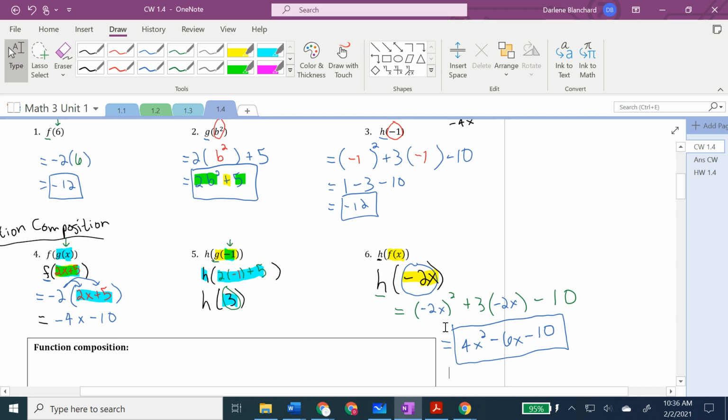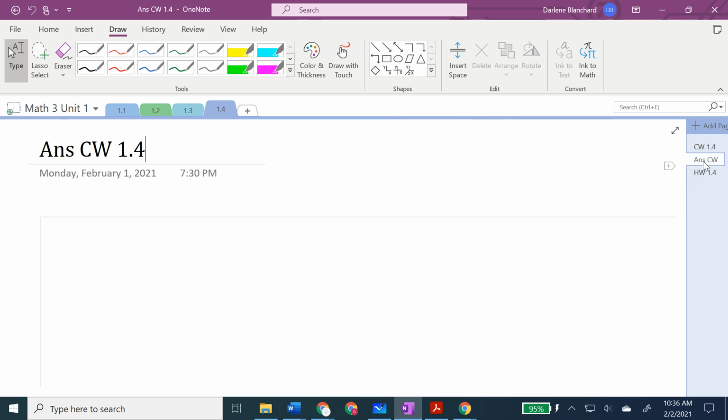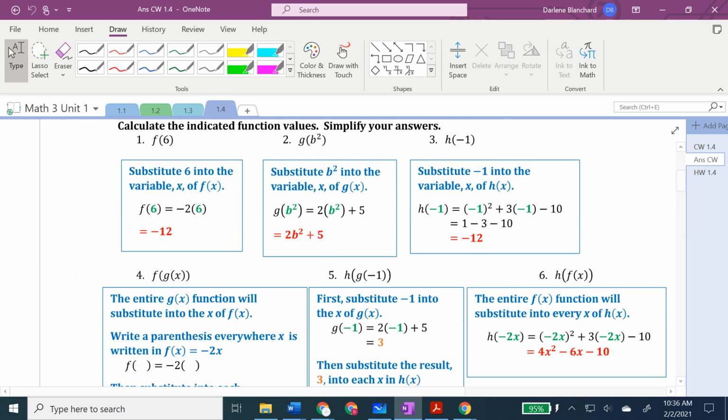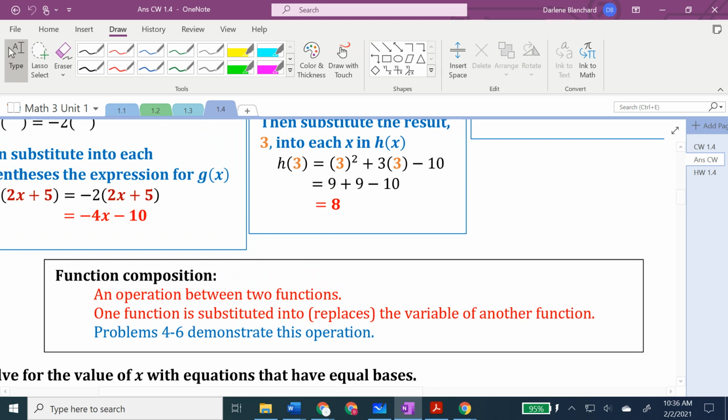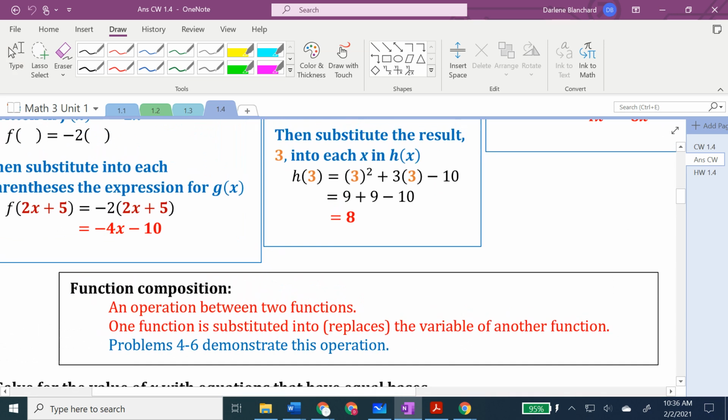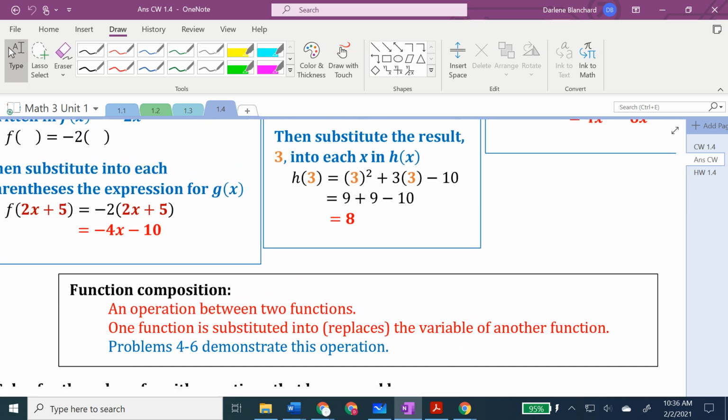Okay, now I'm going to go over to my typed version, and with function composition, this is the note that I wanted to make sure that you were clear on. It's an operation between two functions. One function is substituted into the variable of the other function, and it replaces.